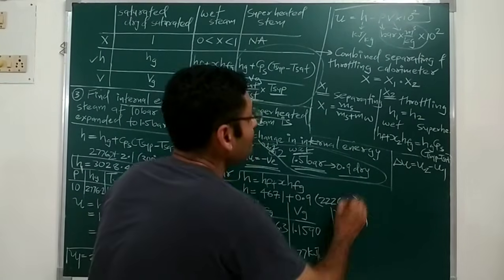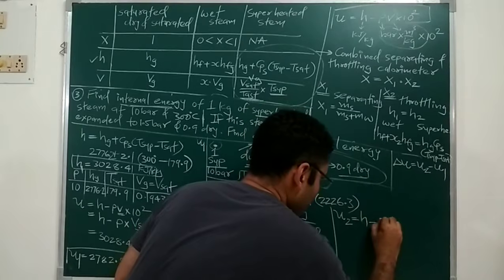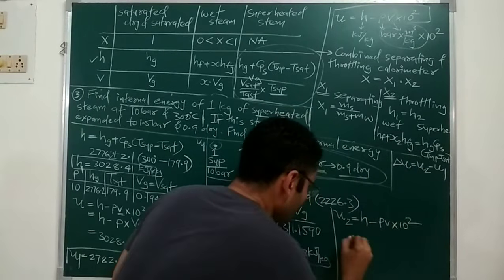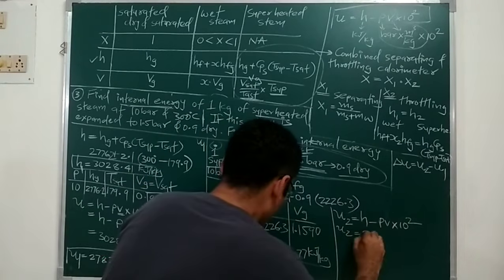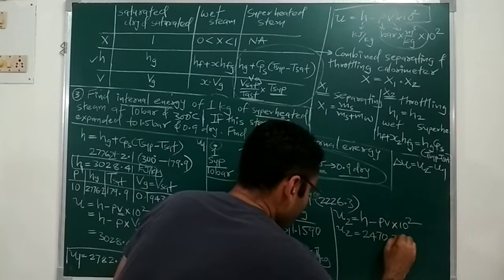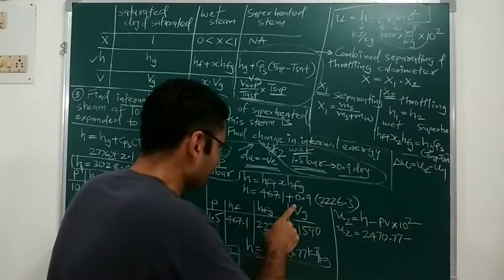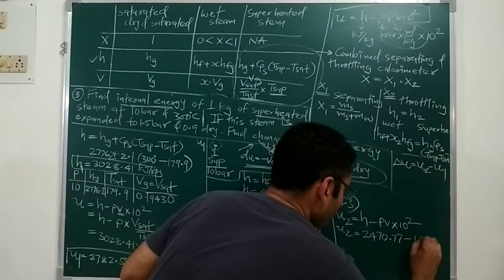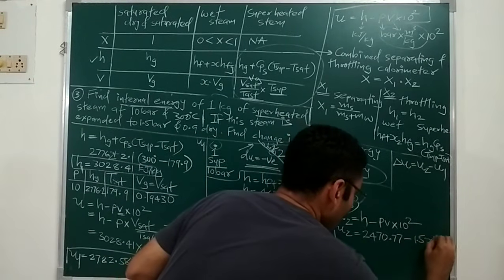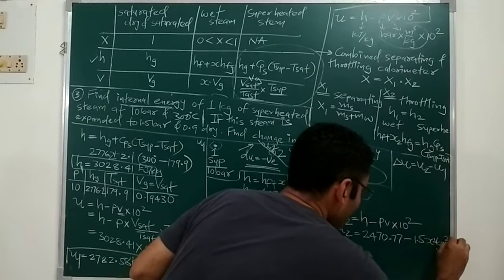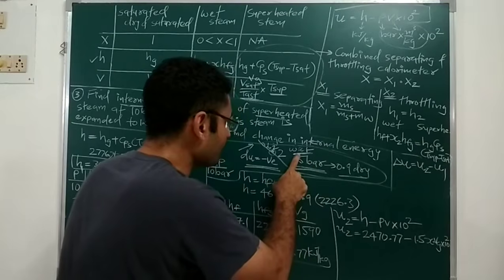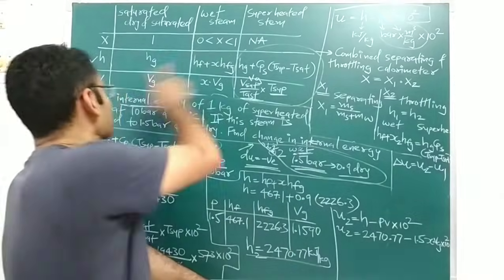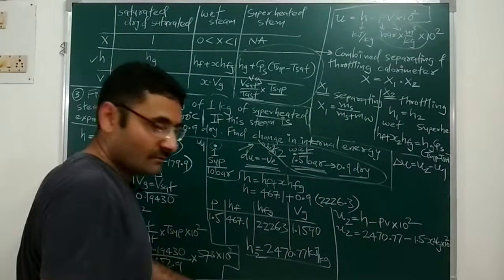So what is the internal energy U2? It is H minus PV into 10 raised to 2. So U2 is equal to H, which you have calculated as 2470.77, minus the pressure, which is given as 1.5 bar, into x into Vg into 10 raised to 2. Why am I writing x into Vg instead of V? Because we are talking about wet steam, and for wet steam the specific volume is x into Vg.